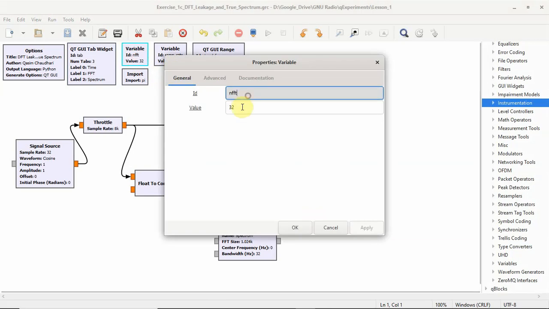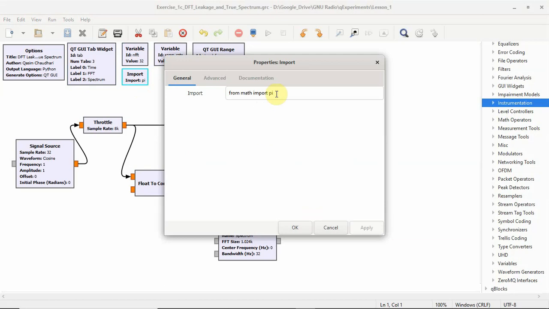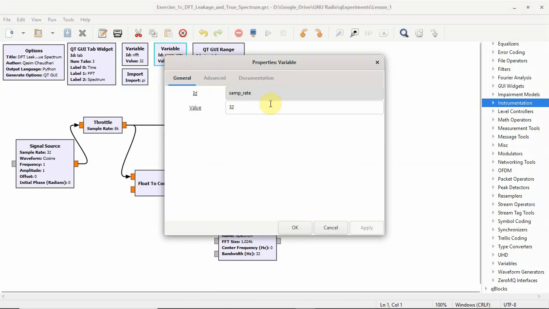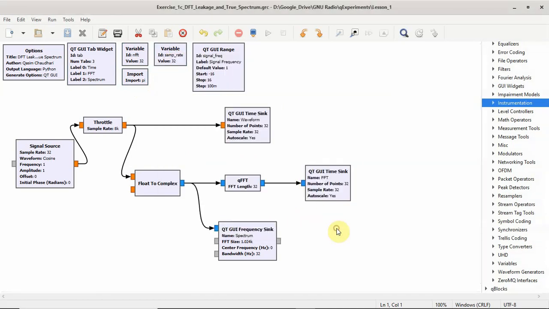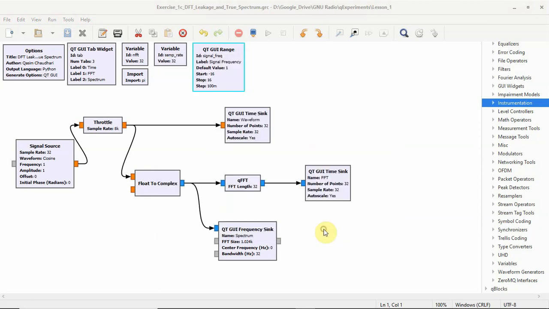The variable we have is NFFT, which is 32, and I have again imported pi. Remember that we can insert Python commands anywhere here, so I have imported the value of pi. The sample rate I have again chosen as 32. We will see why. And again, we have a slider to choose the signal frequency, and its value goes from minus NFFT over 2 to NFFT over 2. The difference, however, compared to the previous flow graph is that there are no integer steps. Now we have fractional steps. We will see the effect soon.